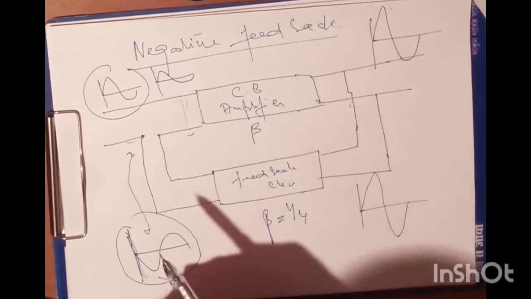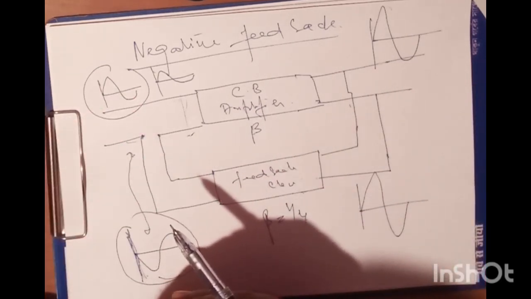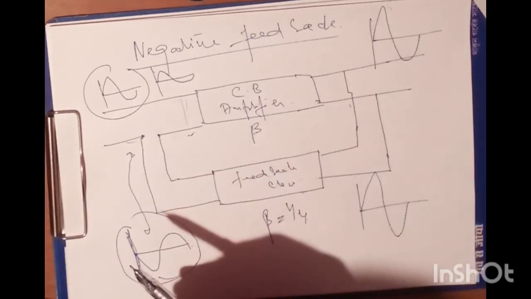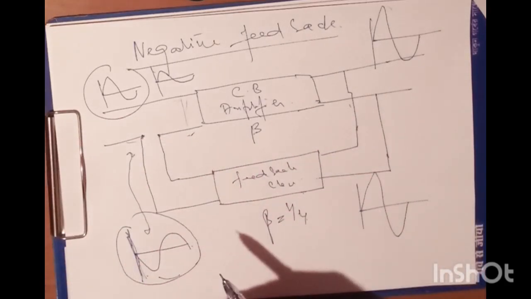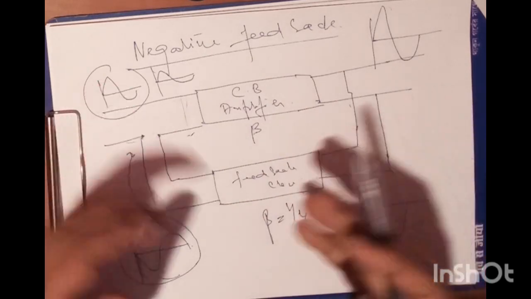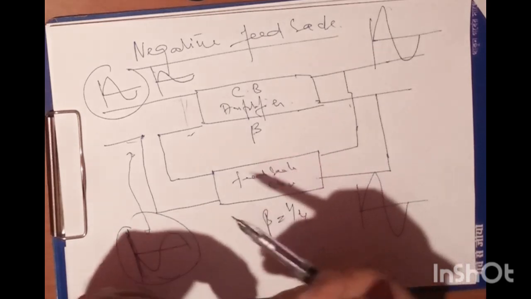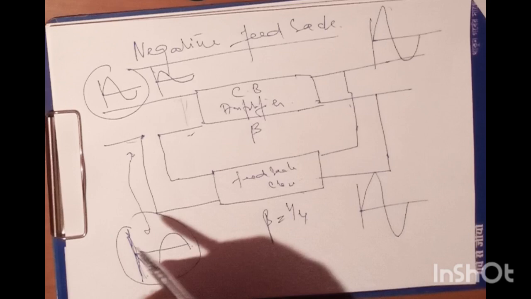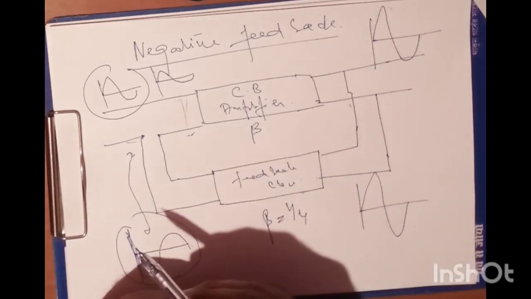So I hope the idea is clear here, that we can have two types of feedback that we can think of utilizing in case of an amplifier. One is positive feedback and the other is negative feedback. In case of positive feedback, the overall magnitude of the input signal is increased, and in case of negative feedback, the overall magnitude of the input signal is decreased.